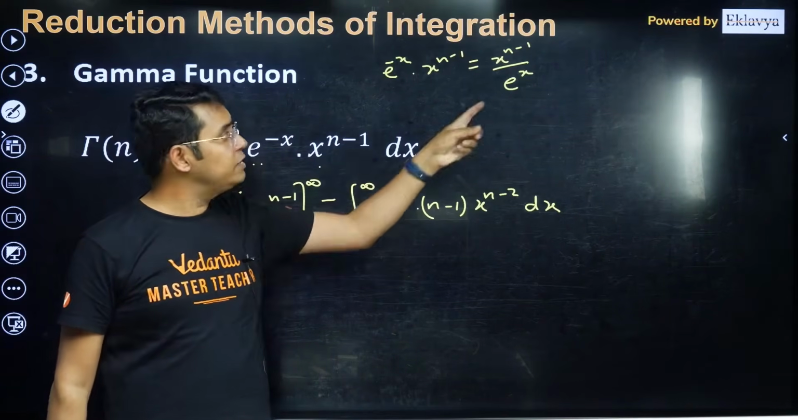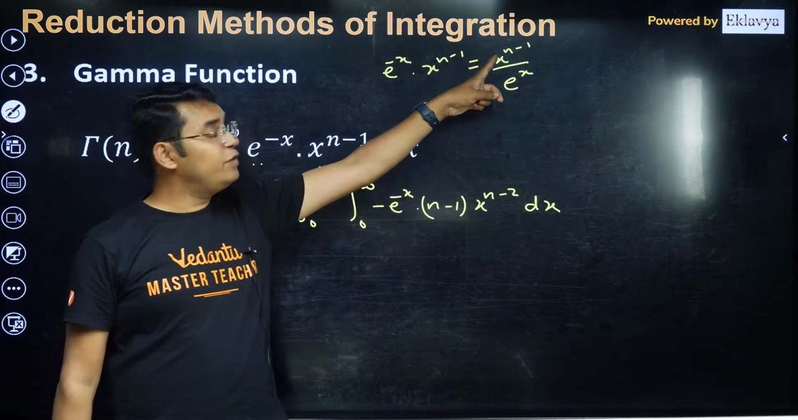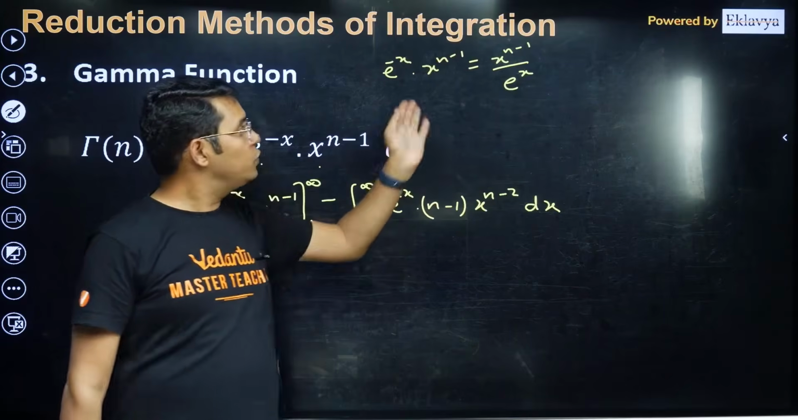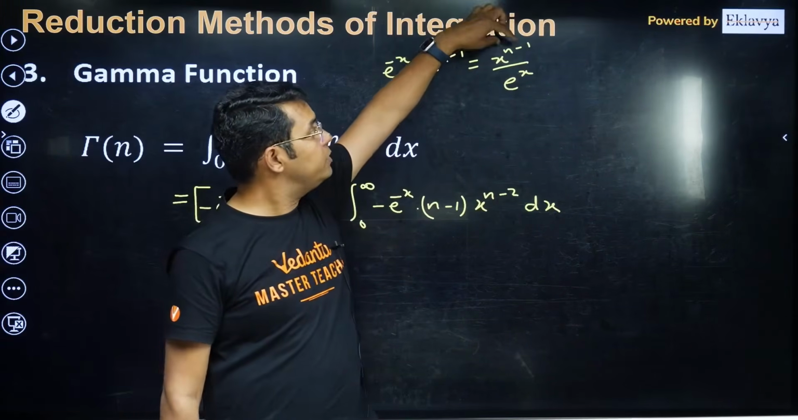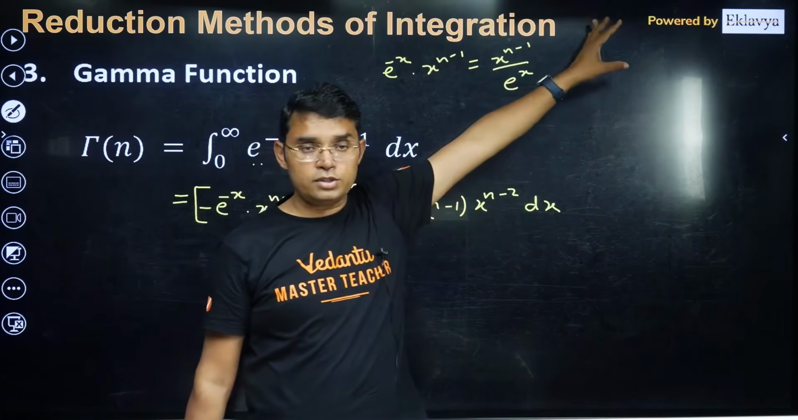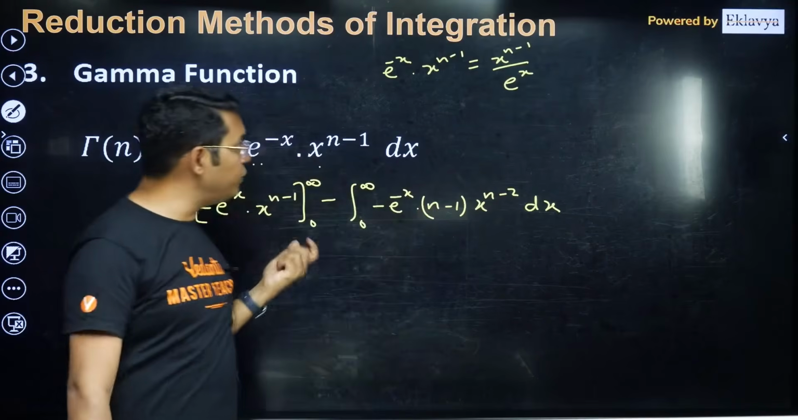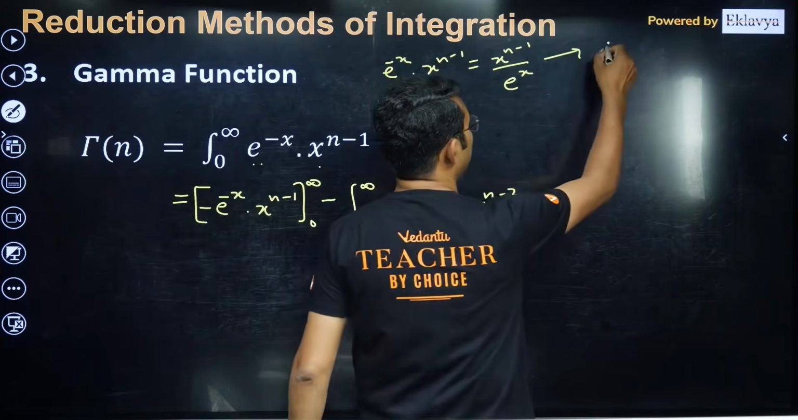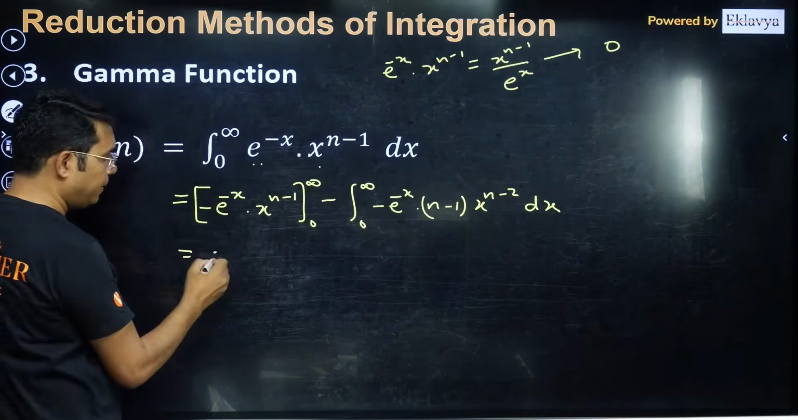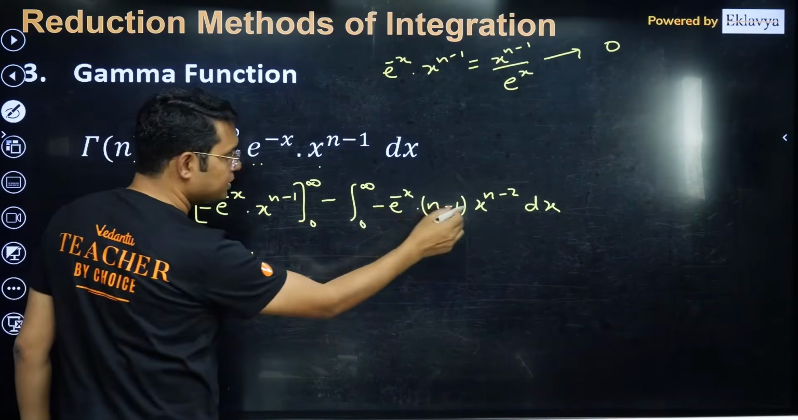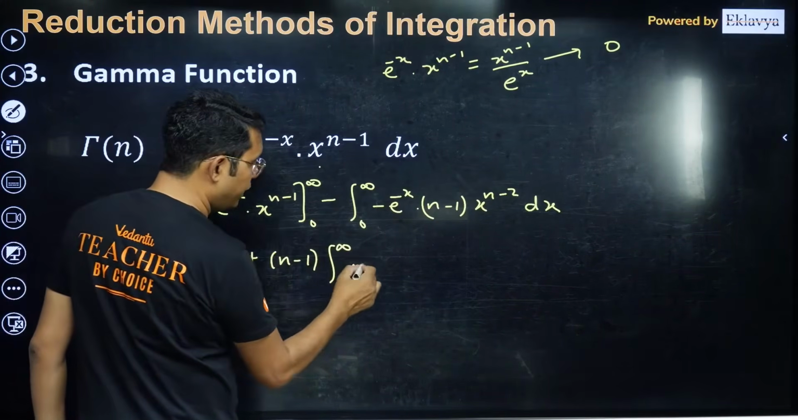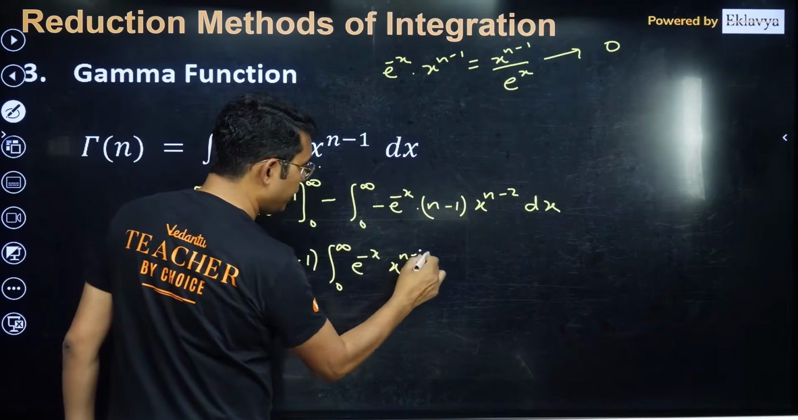If you differentiate once, e power x will not change, but x power n minus 1 will change, reduce actually. Once again, if you use L'Hospital's rule, every time the x power term will reduce in degree, and this will remain same. So ultimately this will become some constant divided by e power x, and as x tends to infinity, this will tend to 0. So this will be 0 only, whereas this is minus minus plus, I can take n minus 1 outside, and if you notice, 0 to infinity e power minus x, x raised to the power n minus 2 dx.